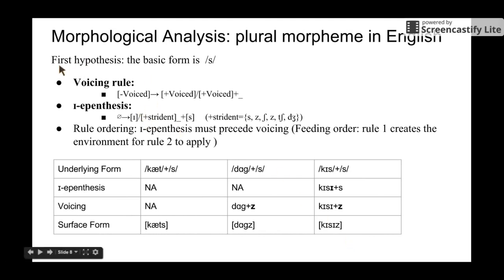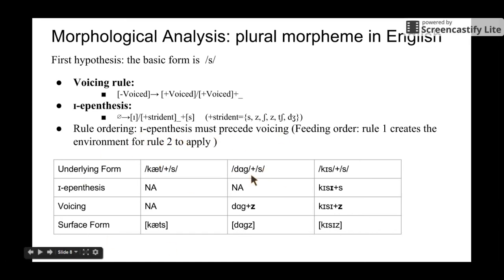Again, we are assuming that the basic form is S. Okay, and we have two rules, a voicing rule and a parenthesis rule. And actually, if we have more than one rule, then we have to think about the rule ordering. So actually, we have two possible orderings, right? We can try this first. The parenthesis rule precedes the voicing rule.